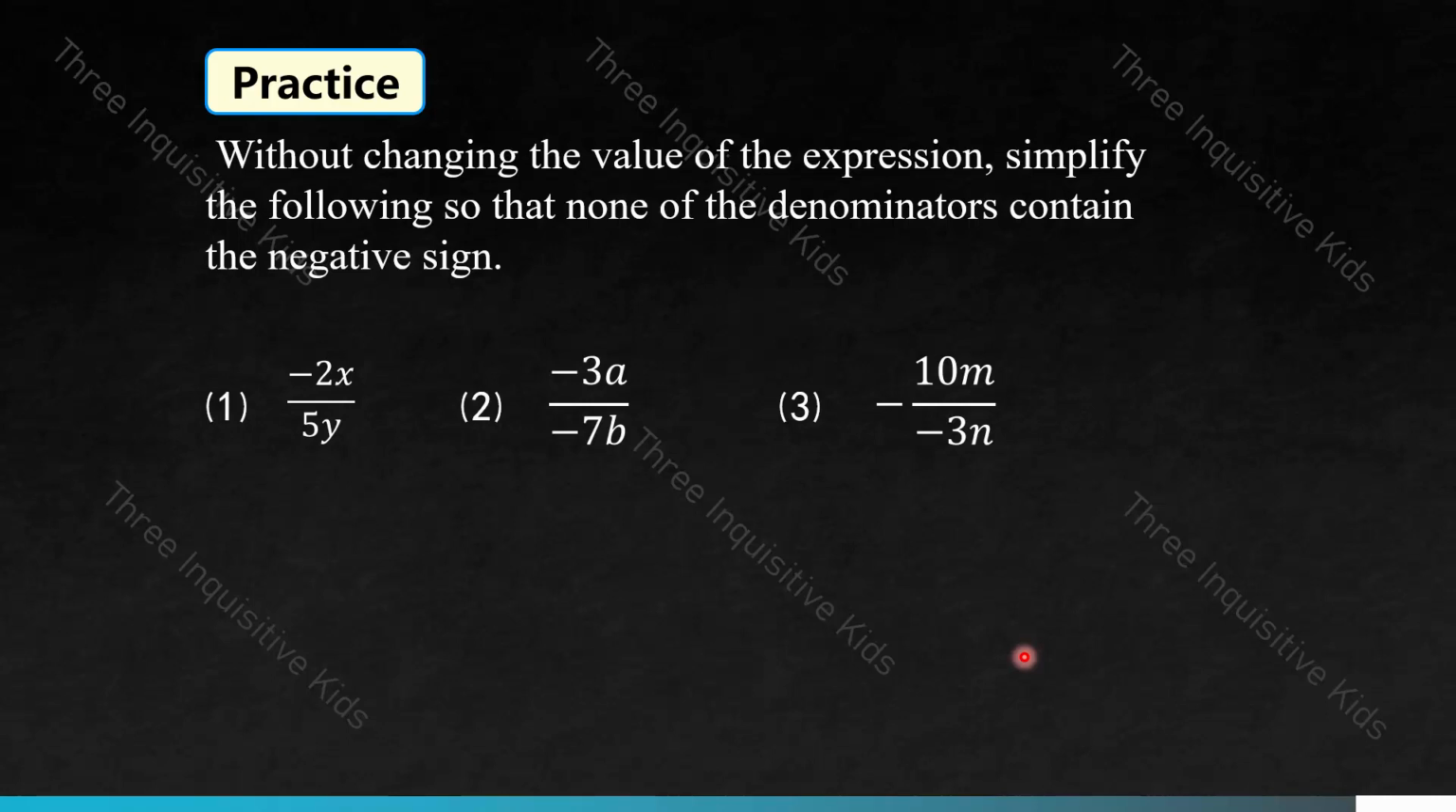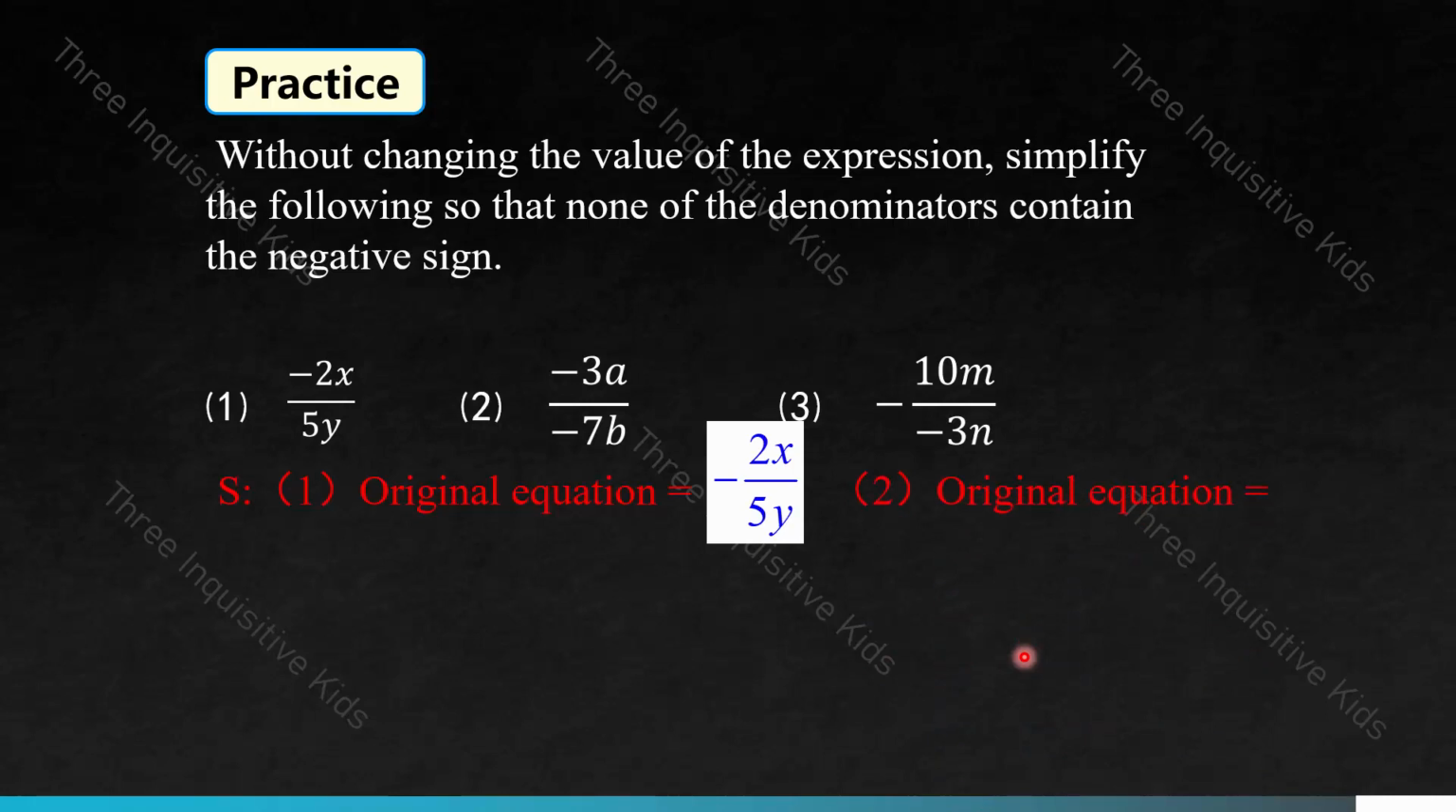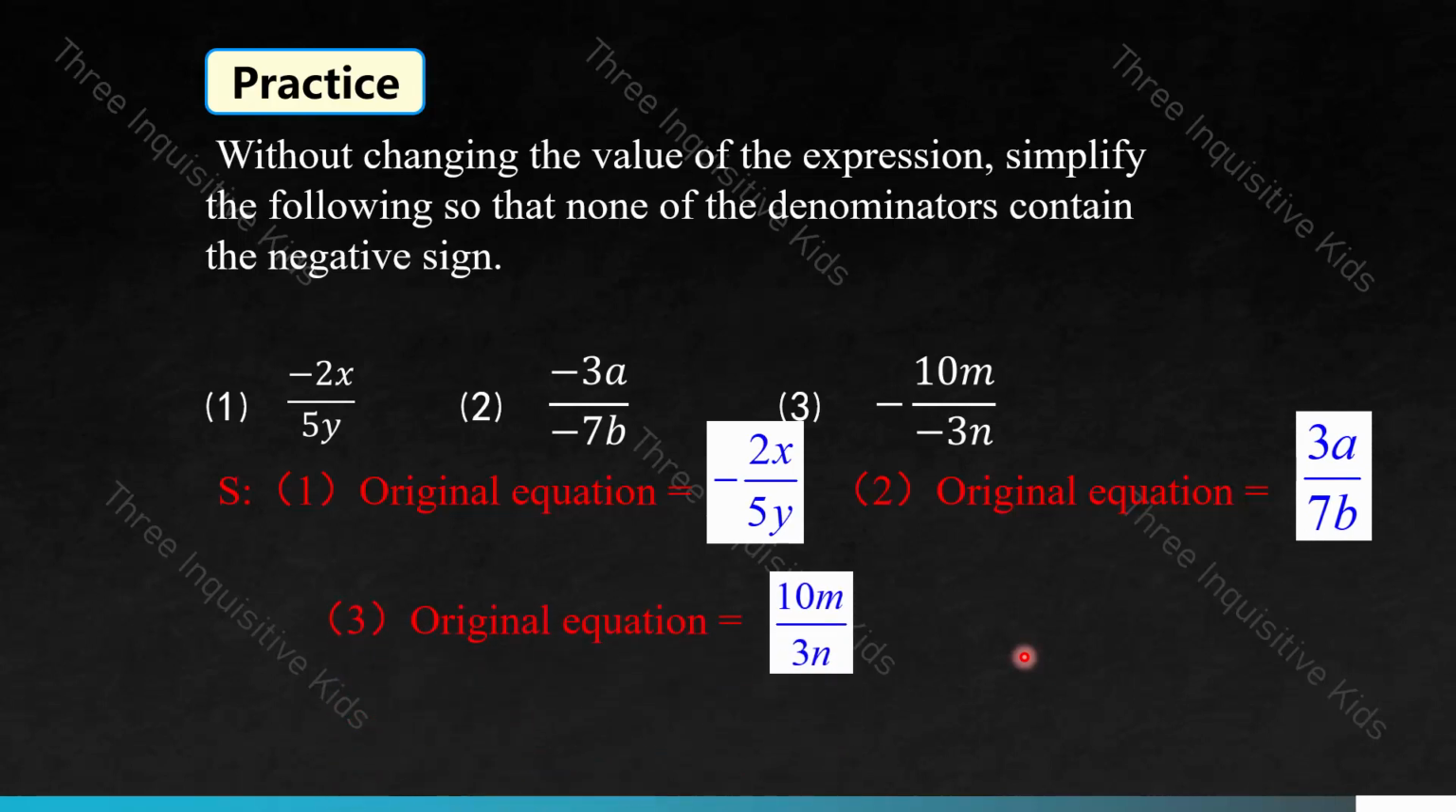Practice. Without changing the value of the expressions, simplify the following so that none of the denominators contain the negative sign. Pause the video and solve. Well, for the first one, we can simplify it into negative 2x over 5y. All we have to do is move that negative sign down. For the second one, since we know that two negatives make a positive, we can just turn it into 3a over 7b. And for the third one, it's the same as 10m over 3n.